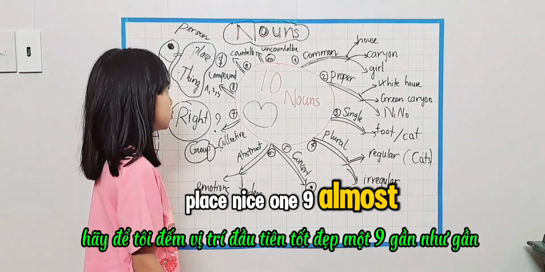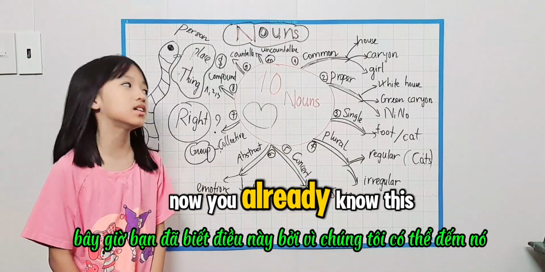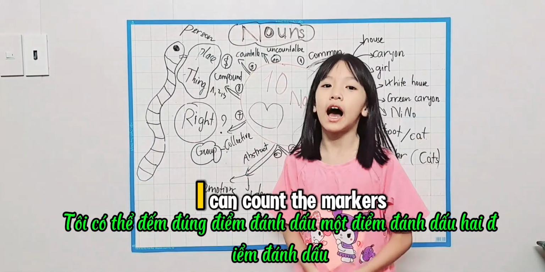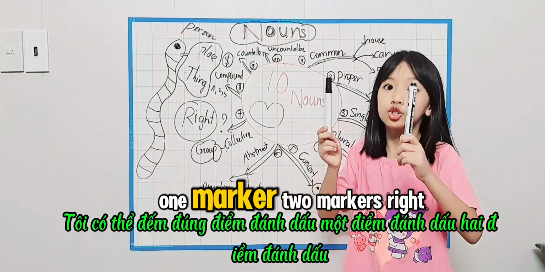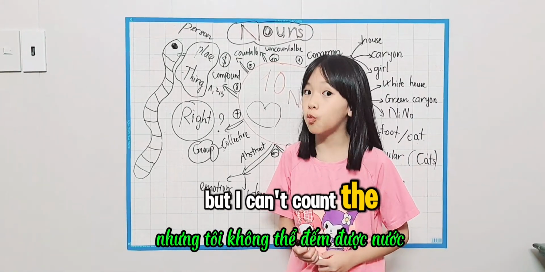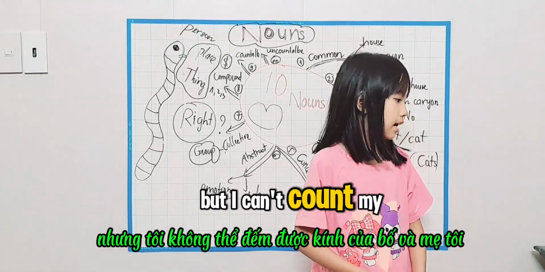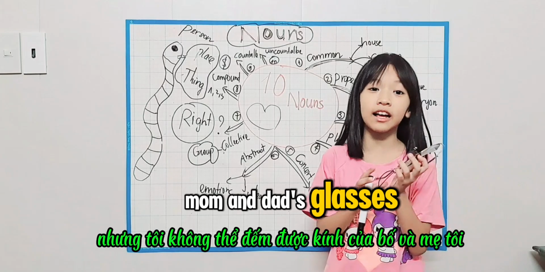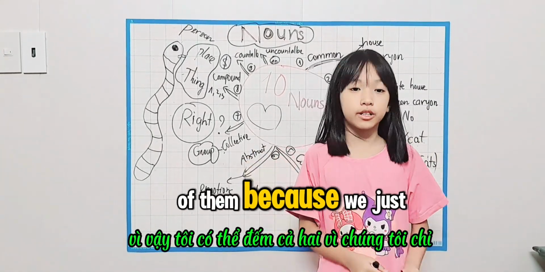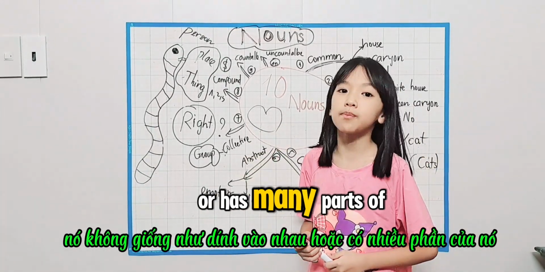Next one, 9, almost there. This one is countable nouns. Countable nouns, you probably already know this because we could count them. Like, I have 2 markers. I could count the markers. 1 marker, 2 markers, right? But I can't count the water. I can't count 1 water, 2 water. But I can count my mom and dad's glasses. So I have 2 glasses. One's my mom's and one's my dad's. So I could count both of them because it's not stuck together or made of many parts.